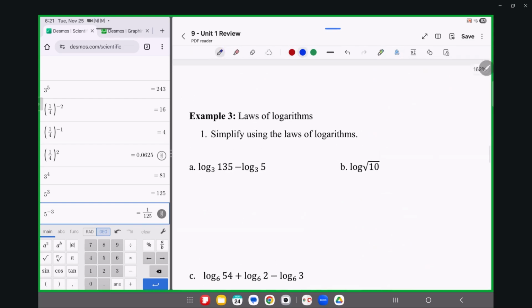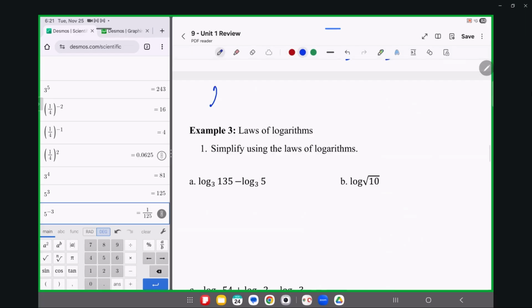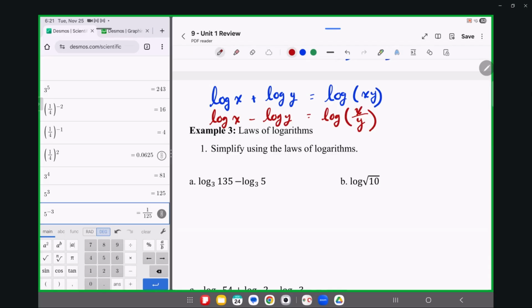Simplifying using the laws of logarithms. So recall that if you have, say, log of x plus log of y, where the bases are the same, this is the same thing as log of xy. And if you have log of x minus log of y, this is the same thing as log of x divided by y, regardless of the base. And if you have log of x to the power of n, this is the same thing as n times the log of x.